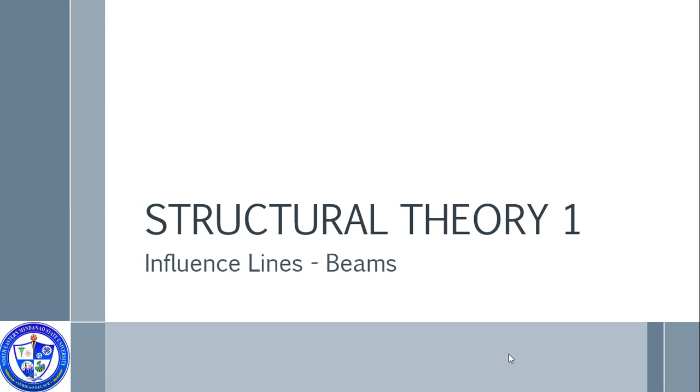So for this morning, we'll try to continue our discussion with influence lines by drawing influence lines using the graphical method. So before we proceed, let me recall what we discussed in the previous meeting. Our previous discussion was drawing the influence lines by using the equilibrium method.